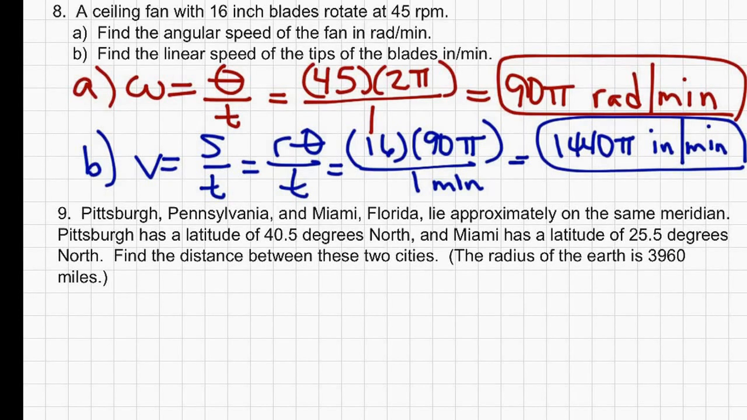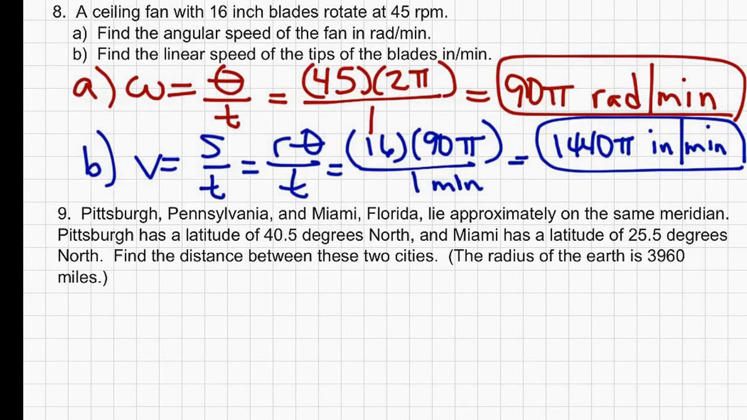Number 9. Pittsburgh, Pennsylvania and Miami, Florida lie approximately on the same meridian. Pittsburgh has a latitude of 40.5 degrees north, and Miami has a latitude of 25.5 degrees north. Find the distance between these two cities. The radius of the Earth is 3,960 miles.